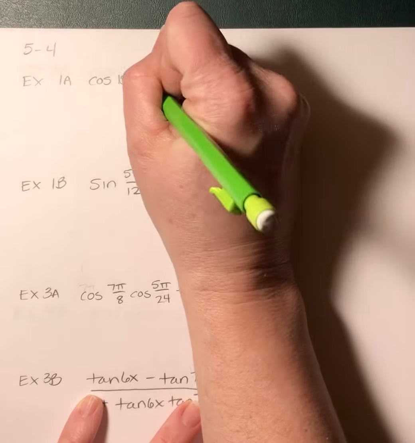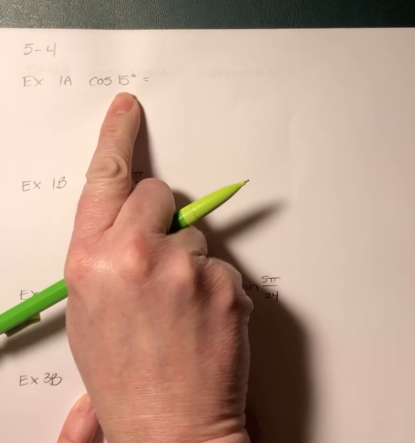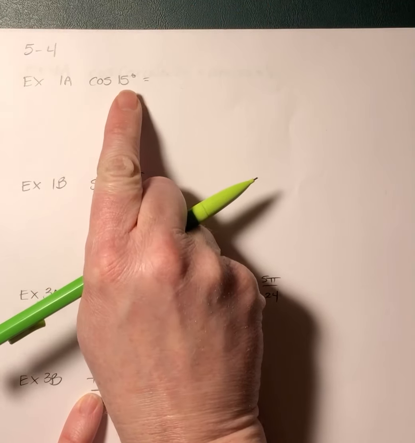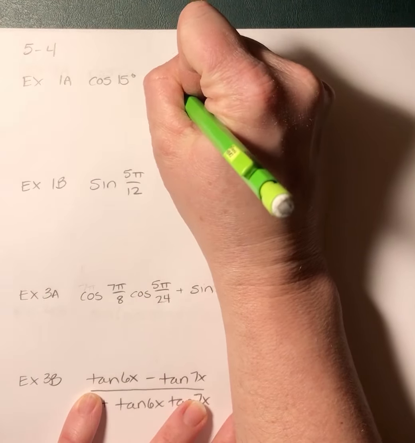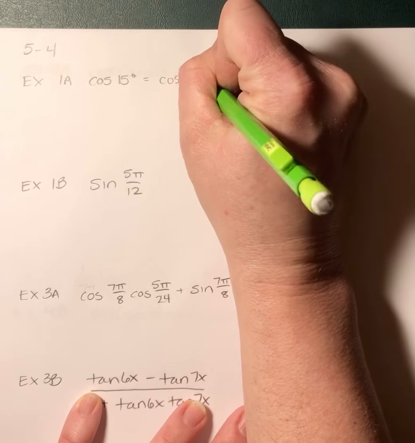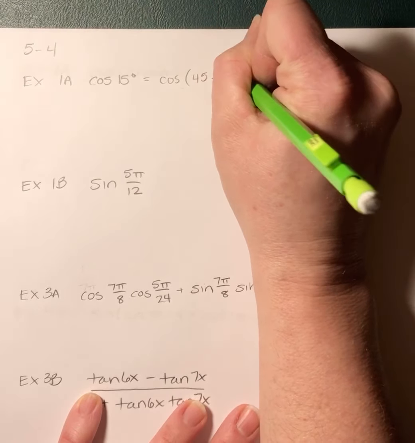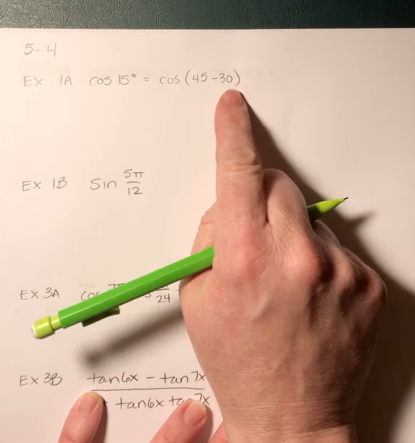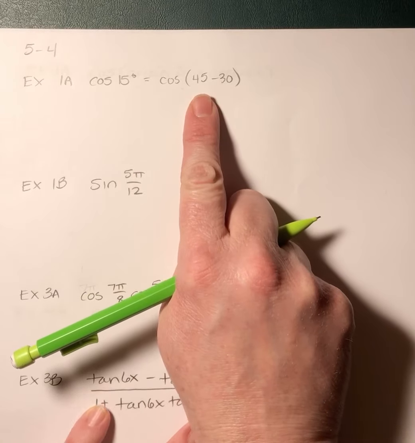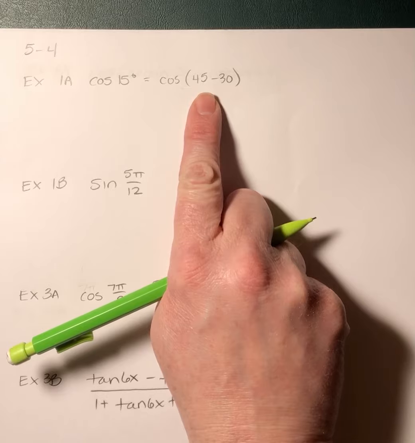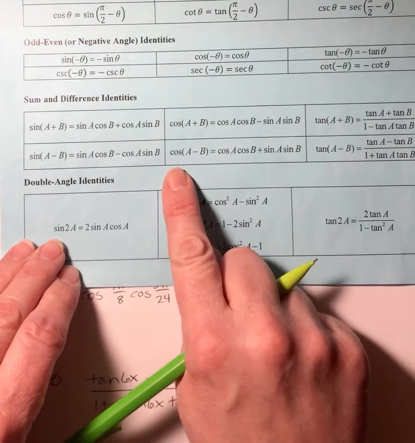So for this 15, there's more than one way to do this, and you will get the same answer both ways. I'm going to rewrite this as the cosine of 45 minus 30. 45 minus 30 is 15. So on your identity sheet, I have the cosine of a difference, so you use the cosine of a difference formula, which is right here.